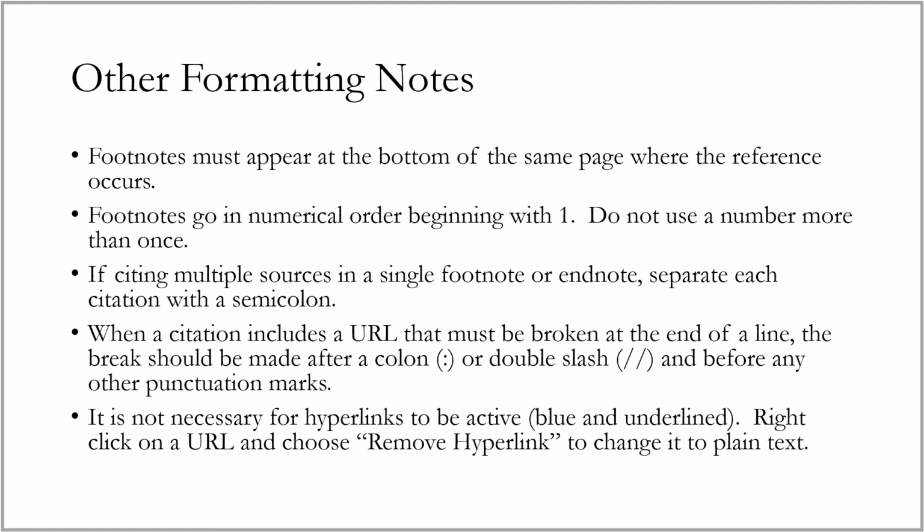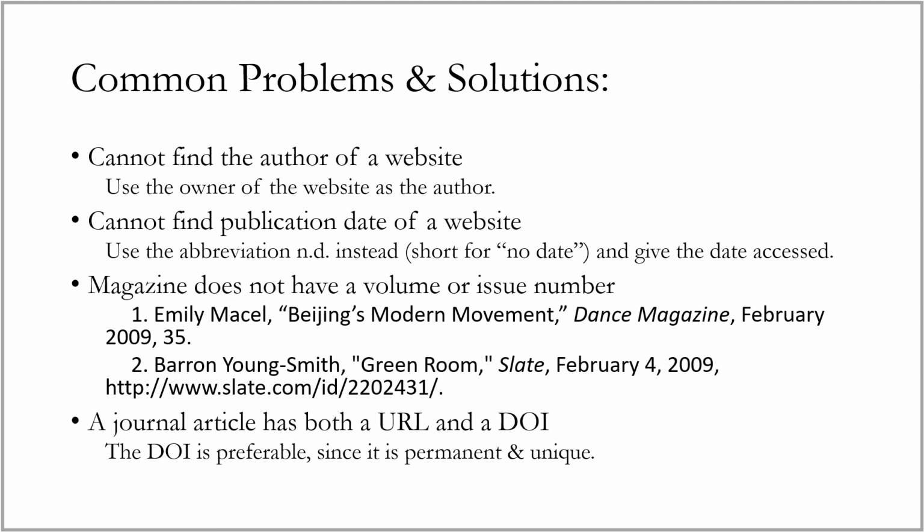Here are some special formatting circumstances you may encounter and how to address them. Note that there should not be any blue underlined website addresses in your bibliography. Here are a few exceptional situations you may encounter and what to do about them. For example, say a website does not have an author. In that case, you would use the company or organization that is responsible for the content of the website as the author in your citation.